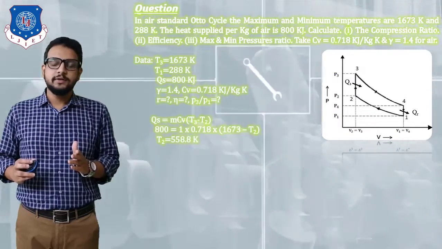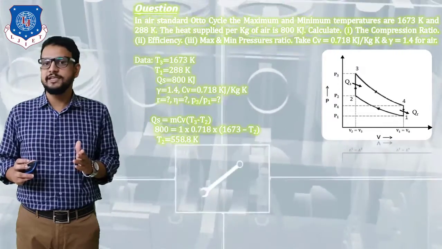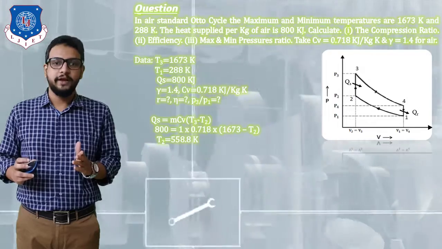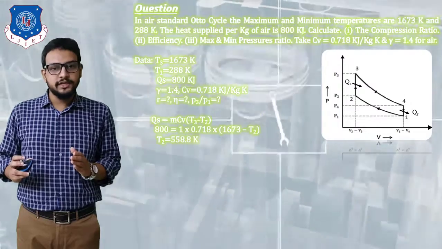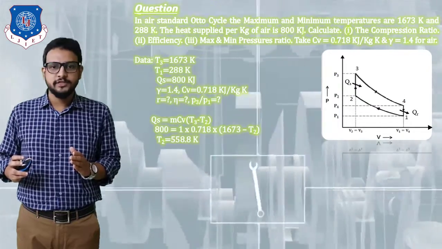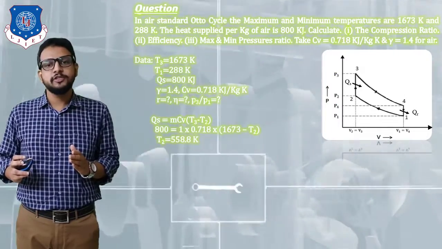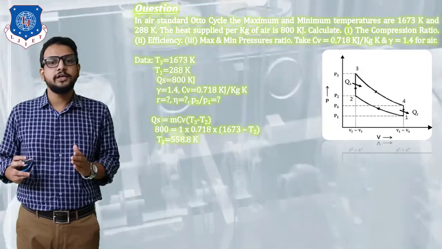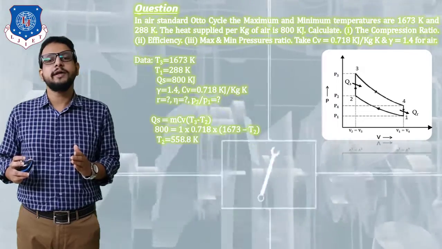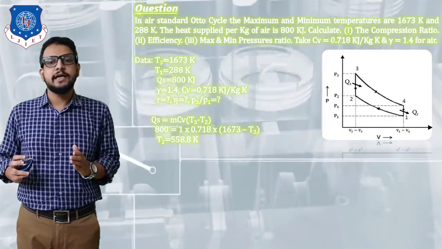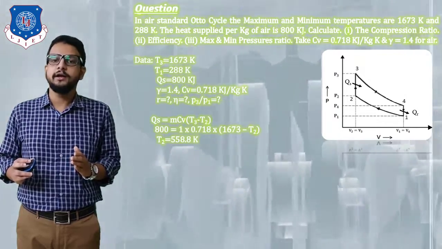Since heat supplied is given, that is Qs is given, we know the formula for Qs, which is equal to m Cv (T3 minus T2), right? Now observe carefully in this equation which parameters are known and which are unknown. Qs is given in the data, mass we are going to take as 1 kg, Cv is given, T3 is given, but T2 is not given, which means from this equation we can determine temperature T2. So substituting all the values, 800 is equal to 1 into 0.718 into (1673 minus T2). Making T2 the subject, we get T2 is equal to 558.8 Kelvin.